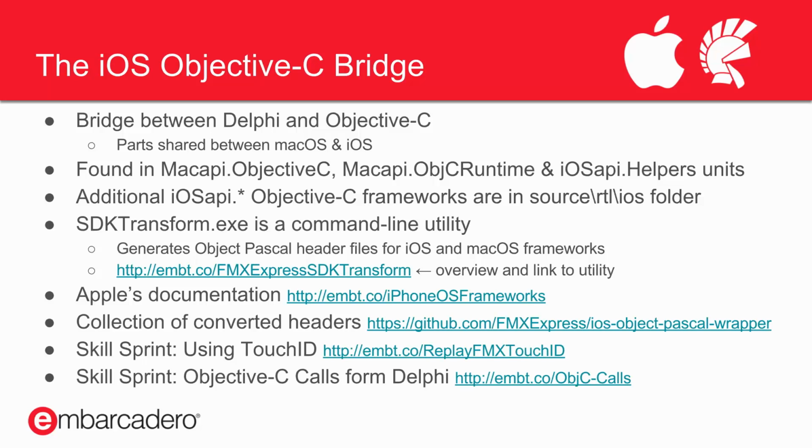Previously, before that, Jacob Thurman did a skill sprint presentation on Objective-C calls from Delphi. Very, very in depth there. That was prior to the SDK Transform, so he walks through how to build that wrapper manually. Luckily the SDK Transform will take care of that for you, but it explains a lot of the differences between Objective-C and Delphi and why things work the way they do. So very cool to check that one out as well.